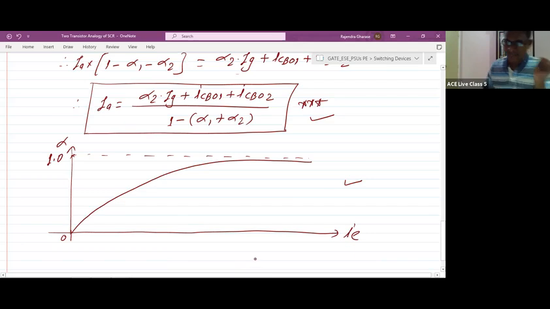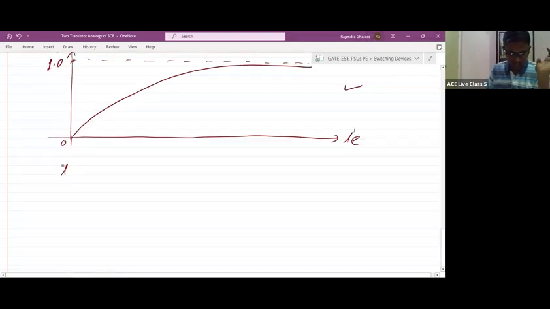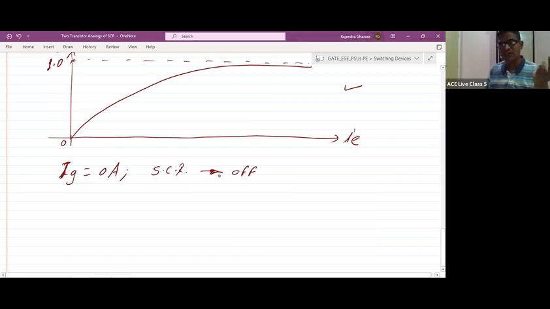So now, suppose initially the gate current is 0 and our SCR is in an off state. Let me write, initially suppose IG is equal to 0 ampere, SCR is in an off state. So how much current do we expect to flow? When SCR is in an off state, only the leakage current should flow. Yes or no?